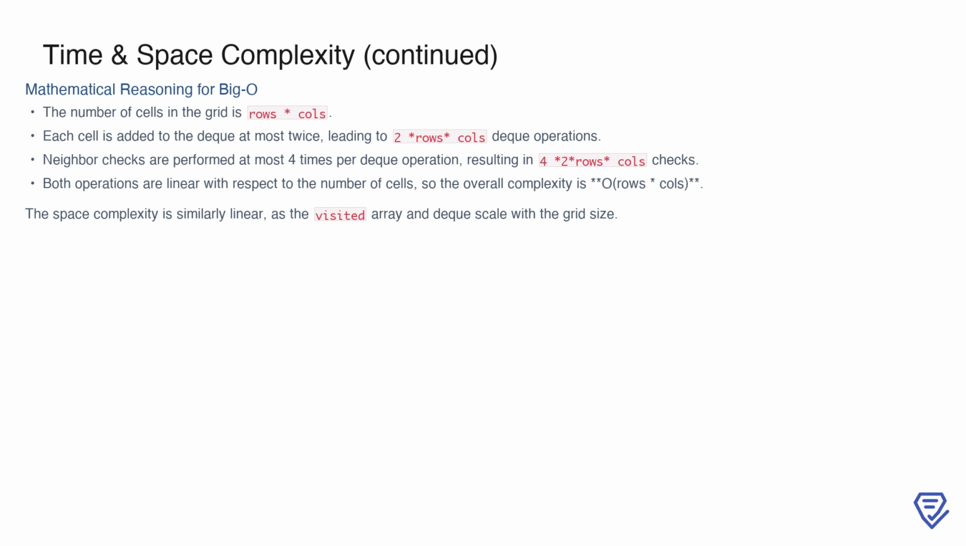Since both the deque operations and neighbor checks scale linearly with the number of cells, the overall time complexity is O(rows × columns). Similarly, the space complexity is linear because the visited array and deque grow proportionally to the grid size. This linear behavior ensures the algorithm is both time efficient and memory efficient for large grids.